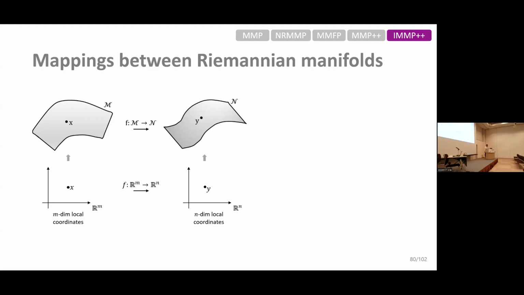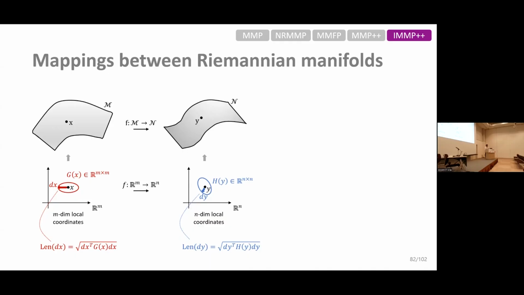Okay, to do that, let's start with mappings between two Riemannian manifolds. Let M be an input manifold and N be an output manifold with respective local coordinates x and y. A mapping between these manifolds is denoted by F, and its local coordinate representation is also denoted by F, but in italic F. Consider infinitesimal displacement vectors dx and dy in both local coordinates, and suppose the input manifold is assigned a Riemannian metric g of x, and the output manifold be assigned a Riemannian metric h of y.